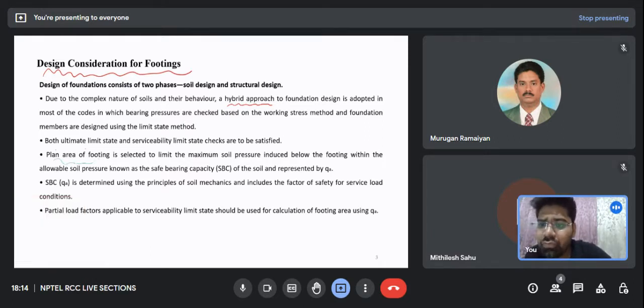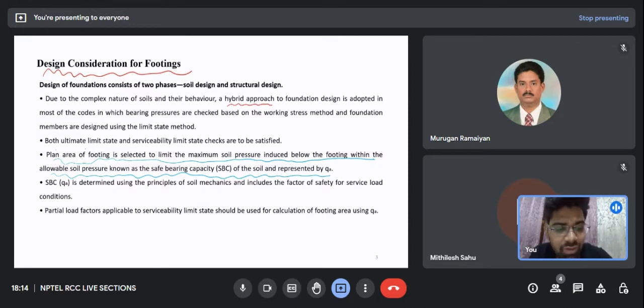the plan area of footing is selected to limit the maximum soil pressure induced below the footing within the allowable soil pressure, known as the safe bearing capacity of soil. So now we will talk about the manner in which the footing should be designed so that both the working stress method and the limit state method are satisfied.